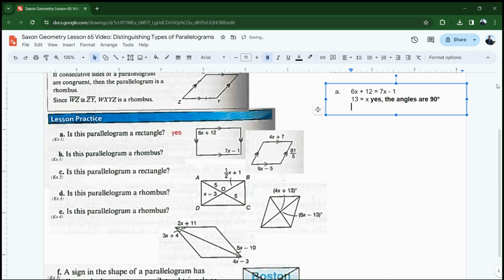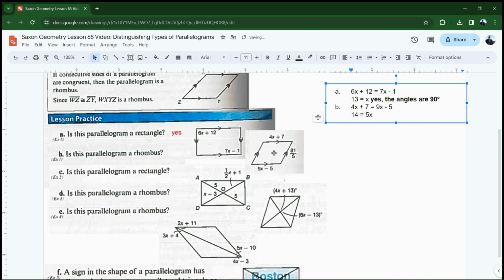All right, letter B. Is this parallelogram over here a rhombus? To figure out if it's a rhombus, we need to see if at least two consecutive sides are equal. Well, I know it's a parallelogram, so not only do I know that opposite angles are congruent, I know opposite sides have to be congruent in a parallelogram. So I can set 4x plus 7 equal to 9x minus 5. And then I'm going to subtract 4x from both sides and add 5 to both sides. That gives me 14 equals 5x.